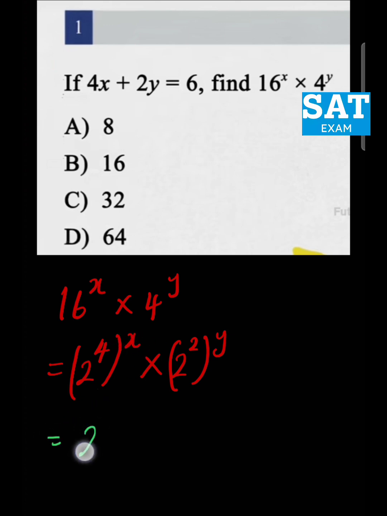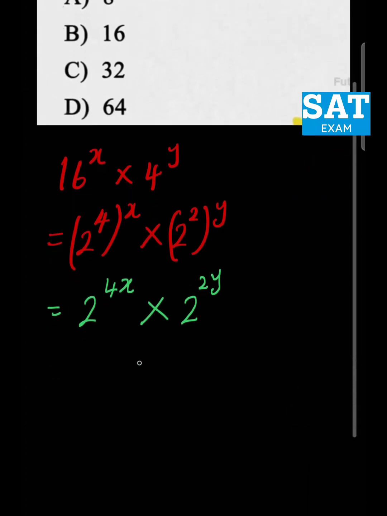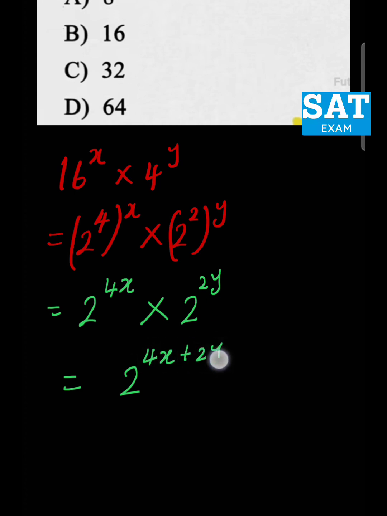So this is going to be equal to 2 to the power of 4x multiplied by 2 to the power of 2y. Then here we're going to recall the multiplication properties of indices. We say that when you have the same base separated by multiplication with exponents, we write one of the base, which is 2, then we add the powers. So the first power is 4x plus the second power, which is 2y.